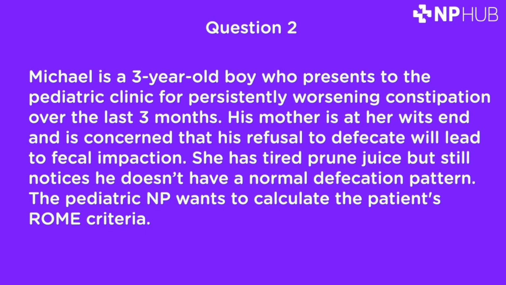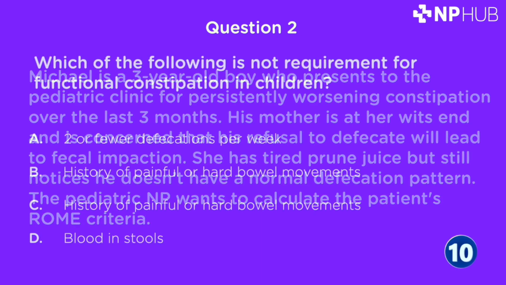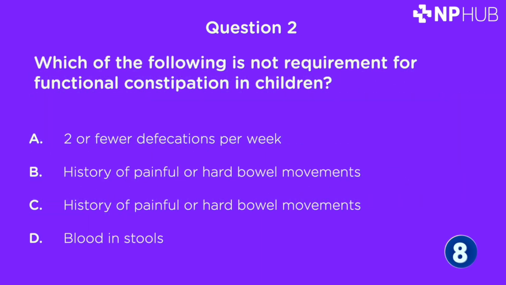Question number 2. Michael is a 3-year-old boy who presents to the pediatric clinic for persistently worsening constipation over the last 3 months. His mother is at her wit's end and is concerned that his refusal to defecate will lead to fecal impaction. She has tried prune juice, but still notices he doesn't have a normal defecation pattern. The pediatric NP wants to calculate the patient's Rome criteria. Which of the following is not a requirement for functional constipation in children?